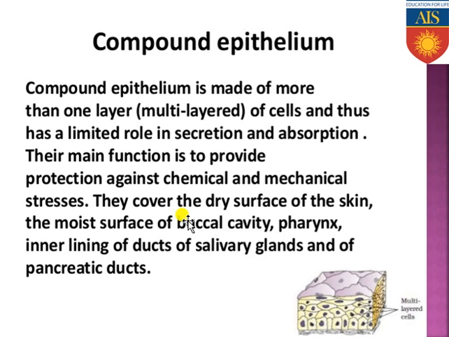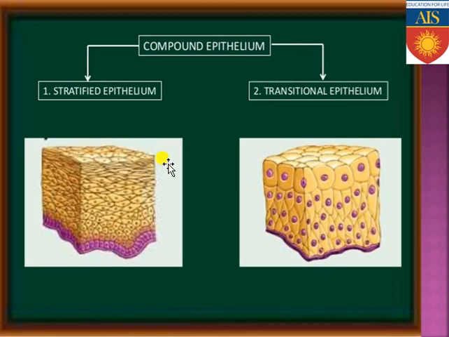They cover the dry surface of the skin where they are present, that is mentioned. They cover the dry surface of the skin, the moist surface of the buccal cavity, pharynx, the inner lining of the duct of salivary glands, and of pancreatic ducts. So exclusively they cover the dry surface of the skin, and they are present at the moist surface of the buccal cavity, pharynx, the inner lining of the salivary duct, as well as in the pancreatic duct. So in these locations this compound epithelium is present for secretion as well as for absorption.